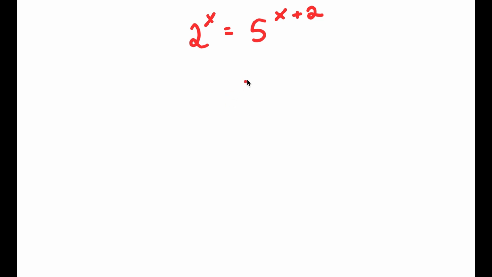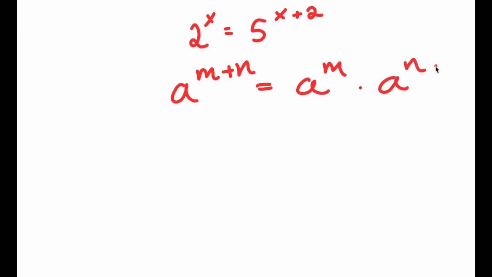Alright, so in this problem, I have 2 to the power of x is equal to 5 to the power of x plus 2. So to solve this, I'm going to first start by using the property of exponents that states that a to the power of m plus n, this is the same thing as a to the power of m times a to the power of n.